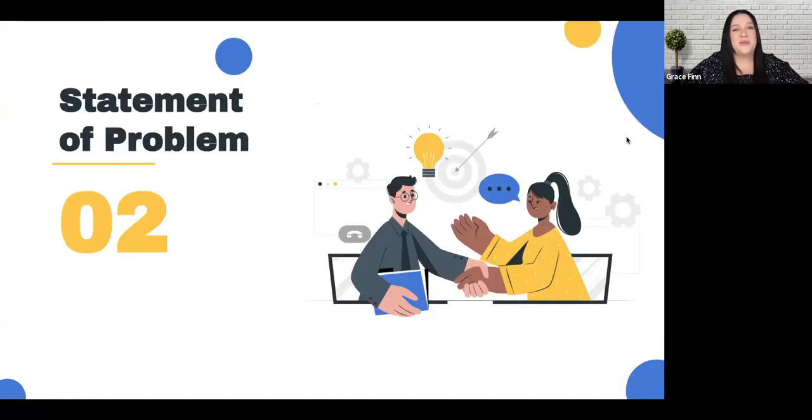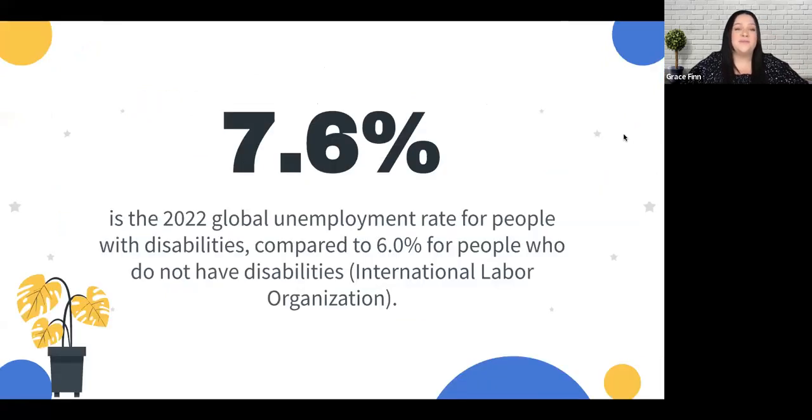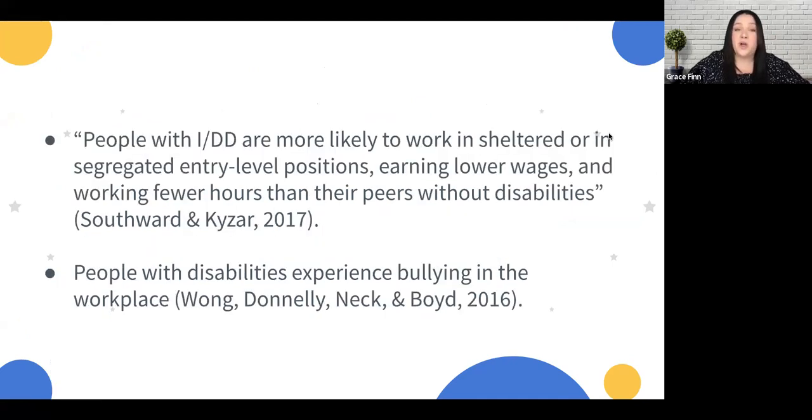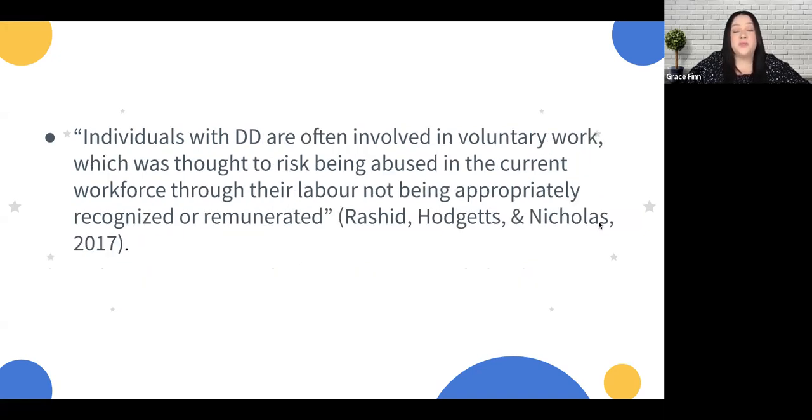So why are we here talking to you about self-determination? Data show that in 2022, the global unemployment rate for people with disabilities was 7.6%, compared to 6% for people who do not have disabilities. Research also shows that people with intellectual and developmental disabilities are more likely to work in sheltered or segregated entry-level positions, where they're earning lower wages, working fewer hours than their peers without disabilities, and are at risk for bullying. We also know that individuals with developmental disabilities are often involved in volunteer work. So they're contributing their skills and their time, but they're not being appropriately compensated for being there.